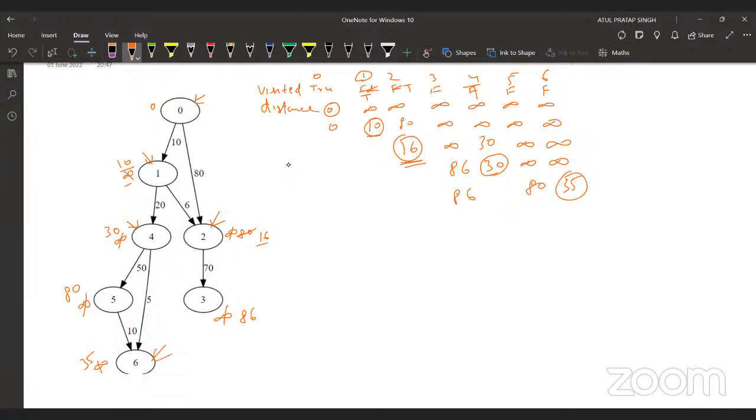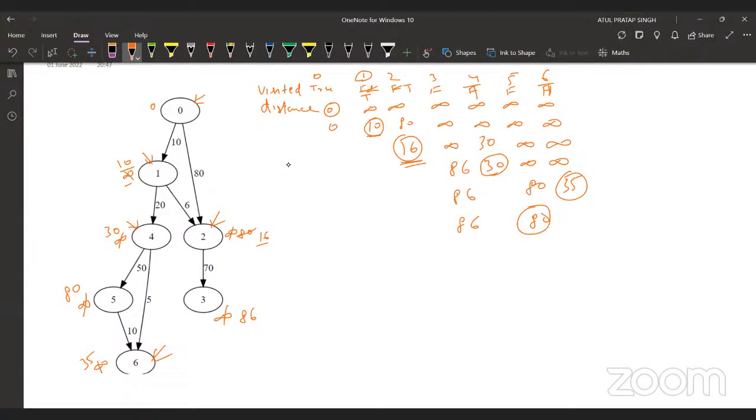Okay, this one. Here we cannot move from it to any vertex, so this step will be skipped without any update. There is no update. 86 and 80 also become 2. Now we will select the next, 80.